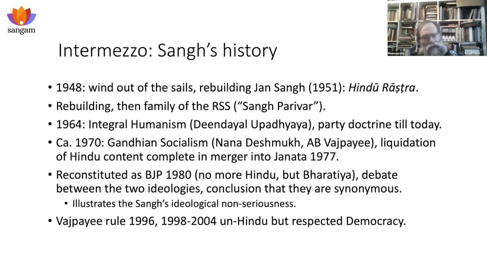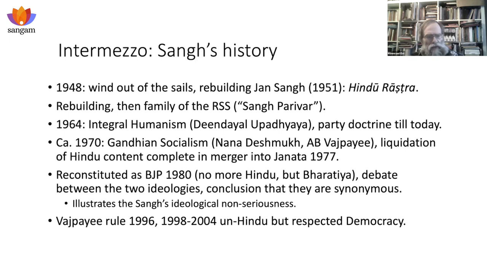At the same time, the left wing of the party, like Nana Deshmukh and the famous Atal Bihari Vajpayee, had this other doctrinal idea, namely what they called Gandhian socialism. Now, Gandhi, the upper Banya, was not a socialist, really. But anyway, socialist at that time was very much in vogue. So they had to call themselves socialists. And Gandhian at that time also had a rather different connotation from today.